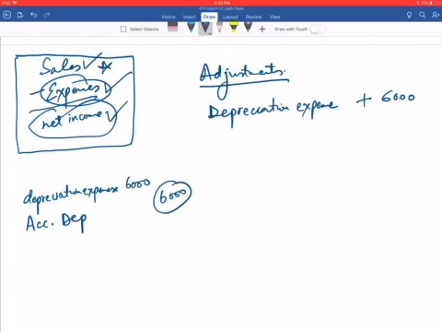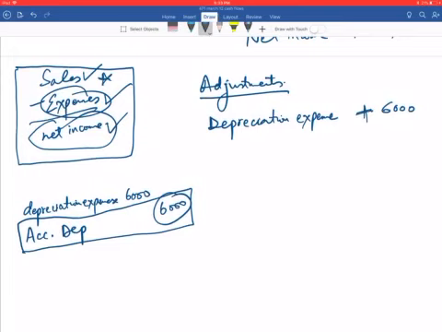So we know we don't have straight information for depreciation expense, but we can see the accumulated depreciation change from the balance sheet. So we will add whatever that change is right here, plus 6,000, right? What's the next thing we have to do? We have to look for other non-cash sales and non-cash expenses.